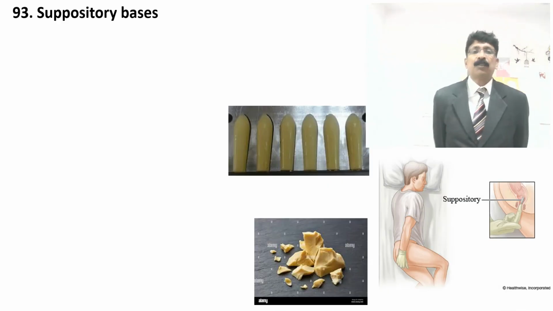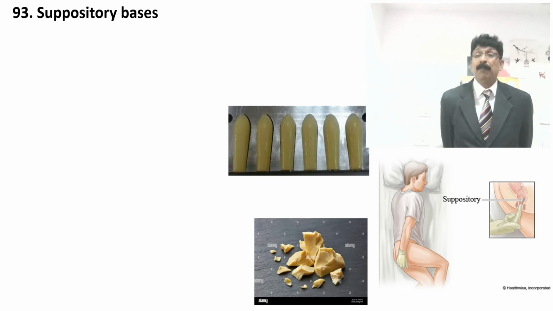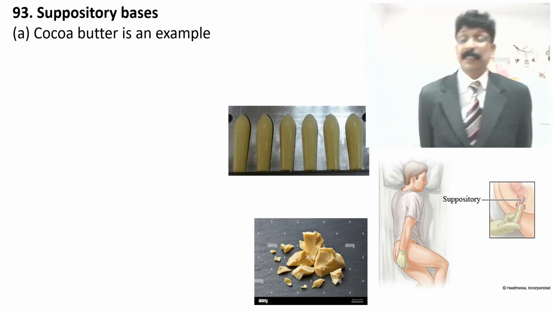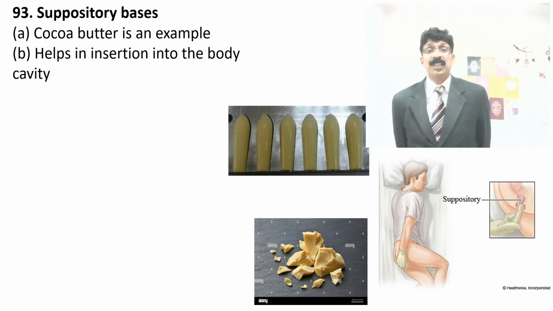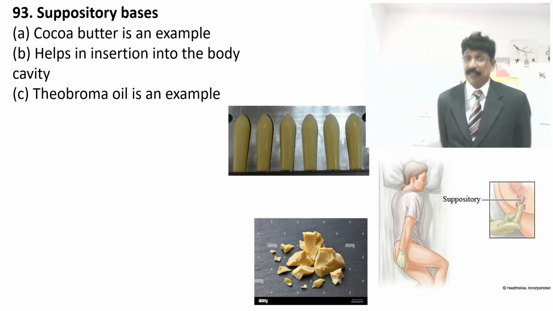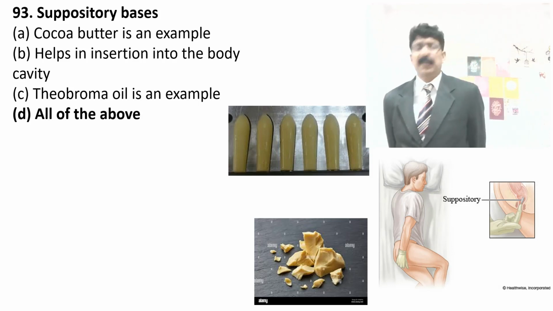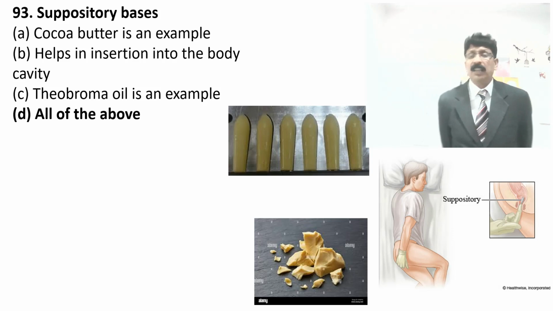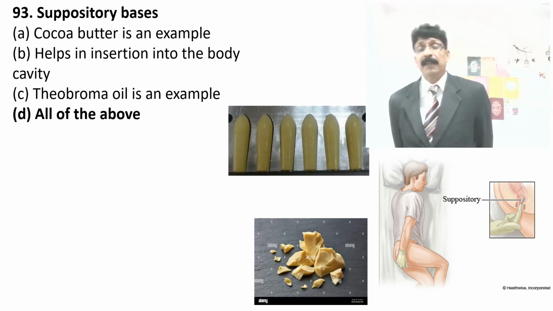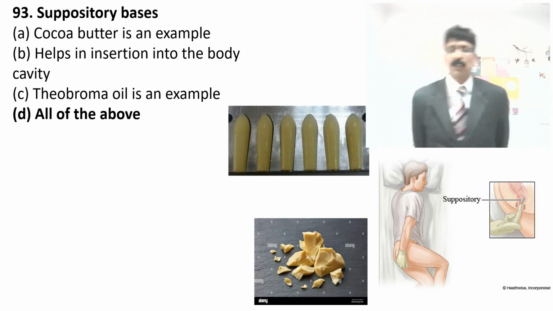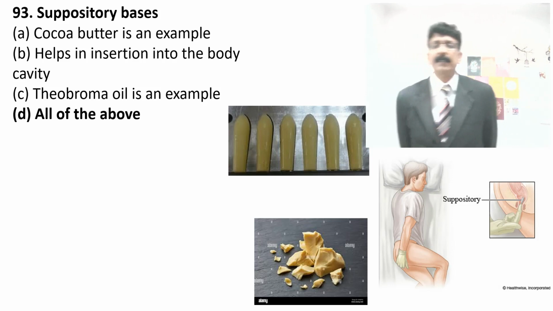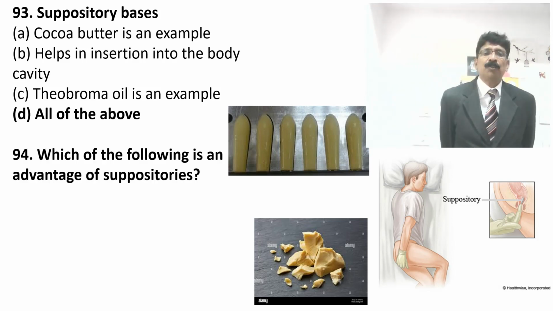And the next question, suppository bases. There are many bases which are used, cocoa butter for example, which helps in insertion into the body cavity, and theobroma oil is an example. They are all oil bases. So all of the above can be used as suppositories. Suppositories can be used for the vagina, and then they are called pessaries. That can also be commonly used, but specially it is called pessaries. And cocoa butter, and even theobroma oil, you can use.